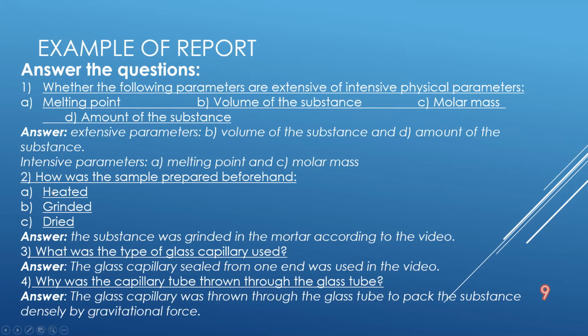So the next question: how was the sample prepared beforehand? Meaning before placing it in the capillary. There were three options: it was heated, it was ground, and it was dried. So the right answer: the substance was ground in the mortar according to the video.